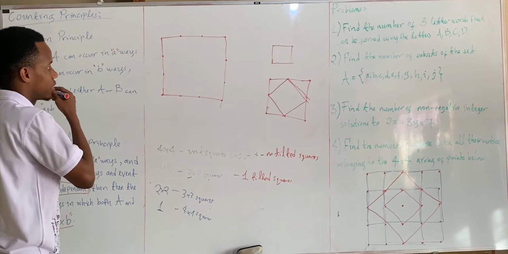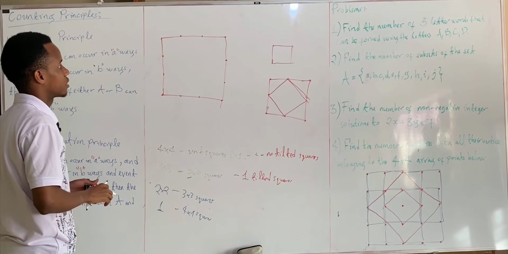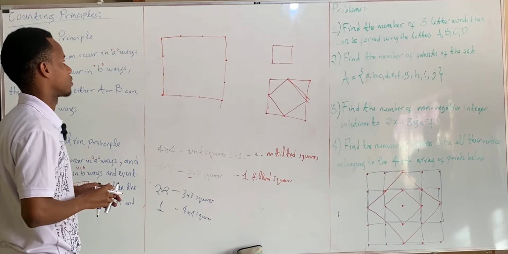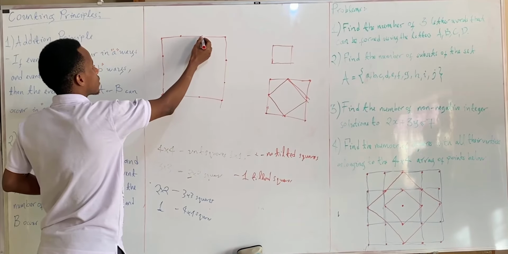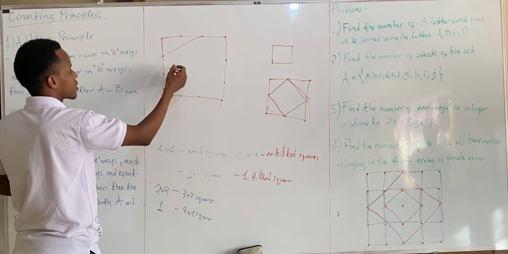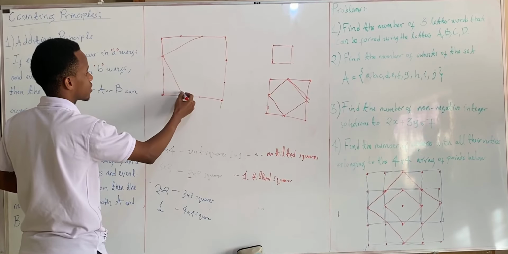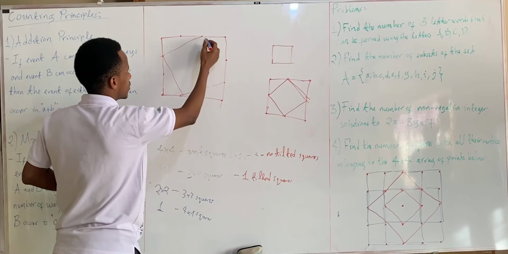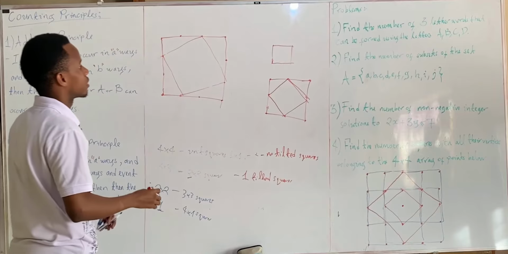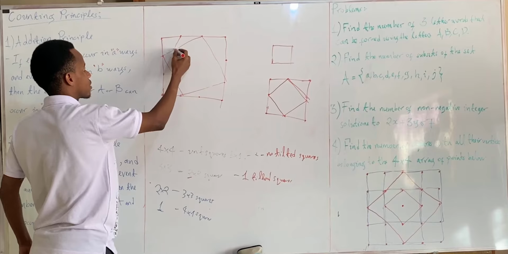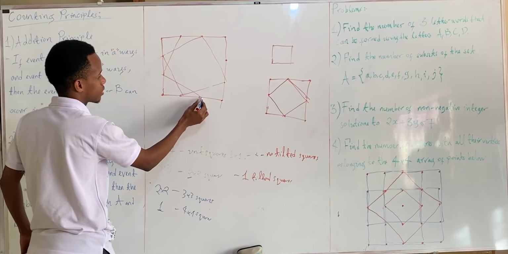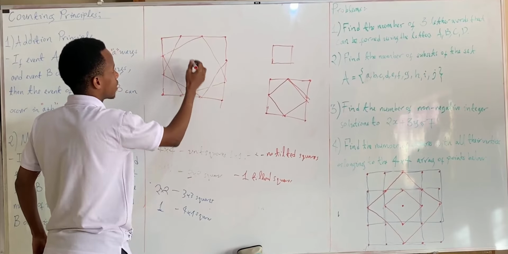So we can again try to find the total number of tilted squares that it contains. You can start right here, and you can go like this, and like this, and like this, and like this. That is one of the tilted squares, and the other tilted square goes like this, and then like this, and then like this, and like this.